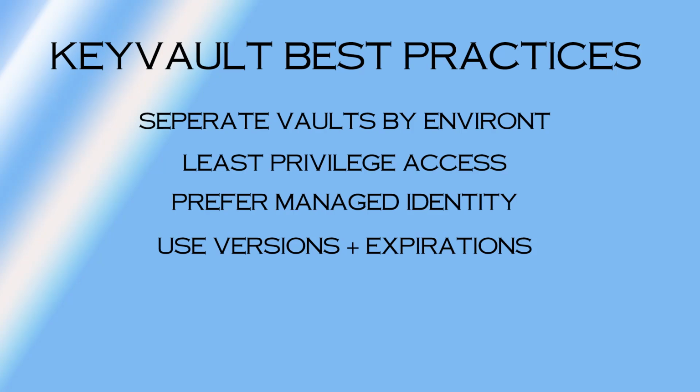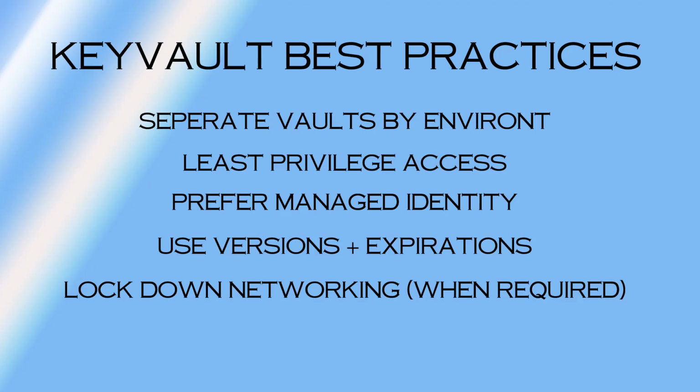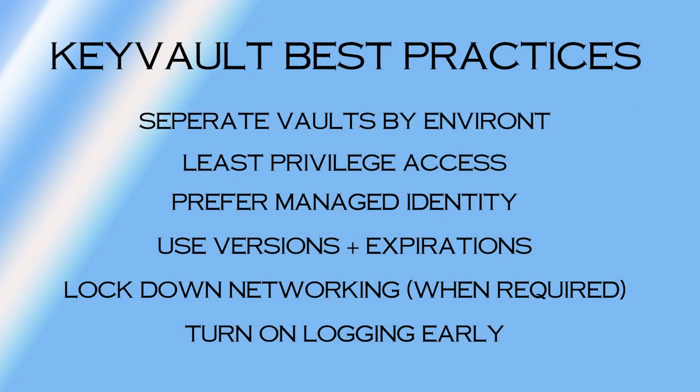Use versions and expirations for rotation. Versioning lets you roll forward and back safely, and expirations force rotation to happen intentionally instead of letting secrets live forever. Lock down networking when required. In strict environments, identity isn't enough. Use network restrictions so the vault is reachable only from approved networks or private connectivity. Turn on logging early. Logging helps both audits and debugging. When something fails, you want an immediate trail showing who tried to access what and why it was denied.